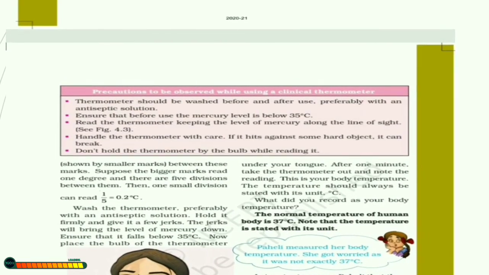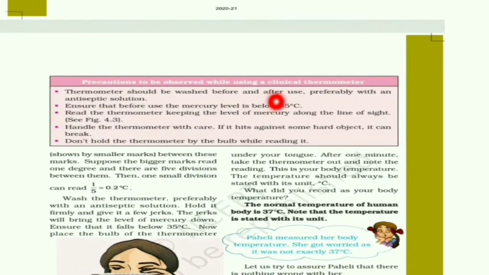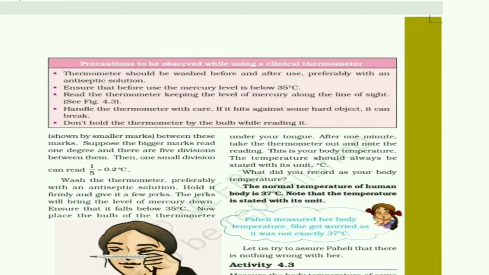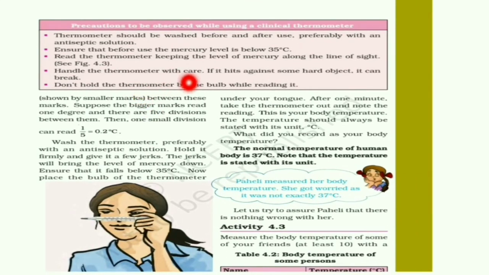We have to make sure that the thermometer is washed before and after use, preferably with an antiseptic solution. Ensure that before use the mercury level is below 35 degrees Celsius. Read the thermometer keeping the level of mercury along the line of sight. Alright, like this. Handle the thermometer with care. If it hits against some hard object, it can break. Don't hold the thermometer by the bulb while reading it. It might affect the expansion of mercury.